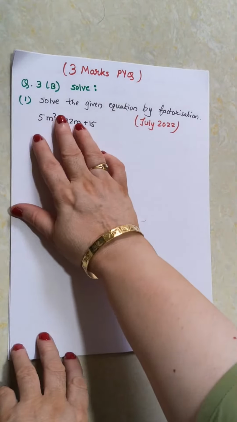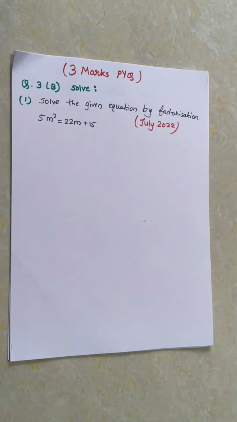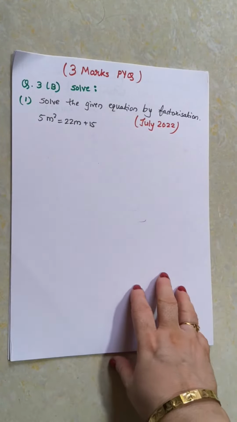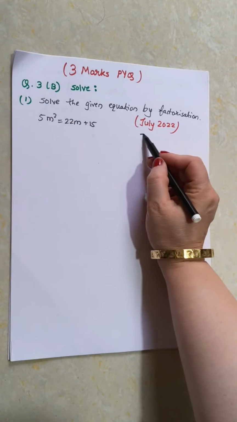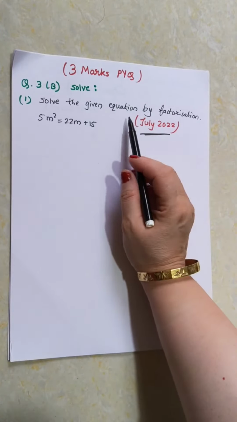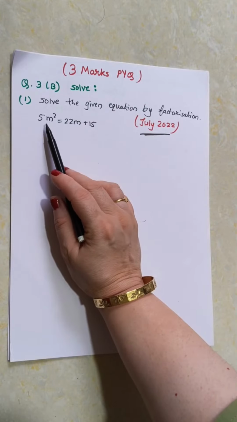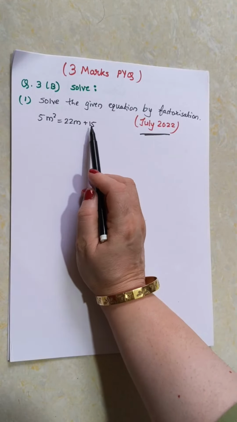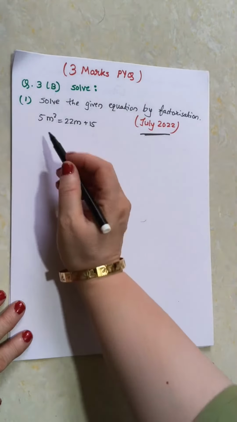Okay, so now it is question 3b. In question 3b, it is a 3 marks PYQ, and the first PYQ that we are going to take is from July 2022. Solve the given equation by factorization method. So this is a quadratic equation. 5m square is equals to 22m plus 15, and we are going to solve it by factorization method.